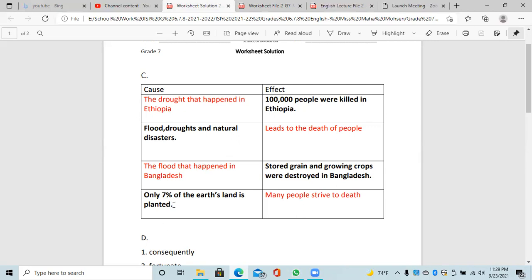And the last one, only 7% of the Earth's land is planted. This is the cause. So what is the effect of having only 7% of the Earth's land planted? The effect is that many people are starving to death. They are not having enough food.